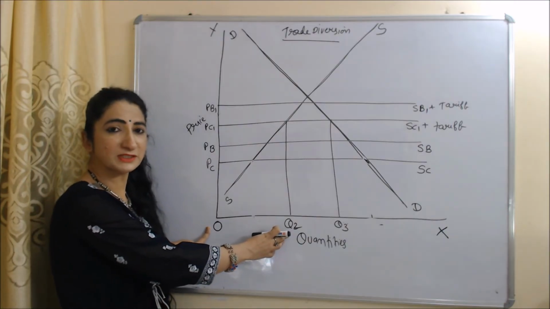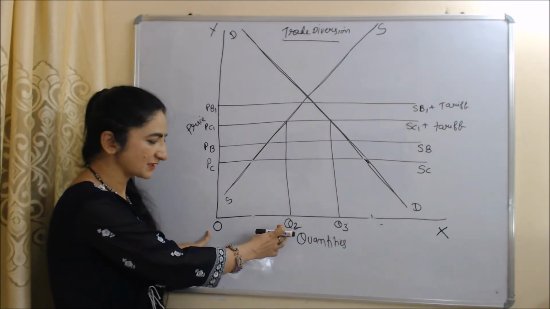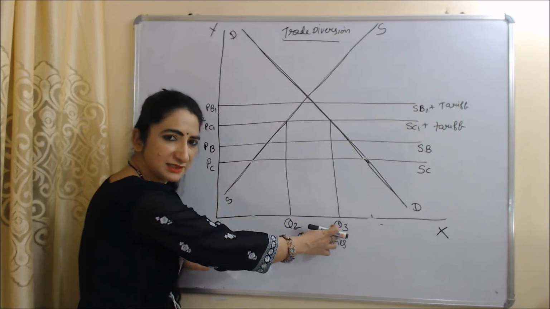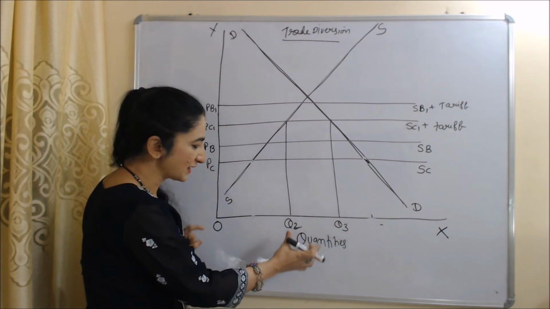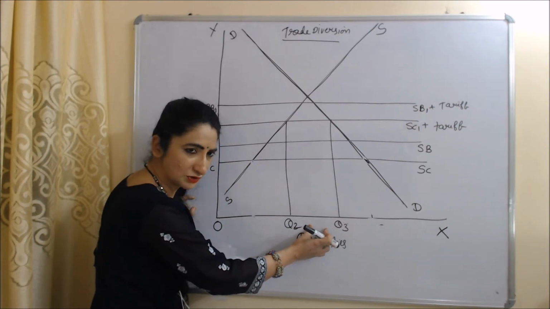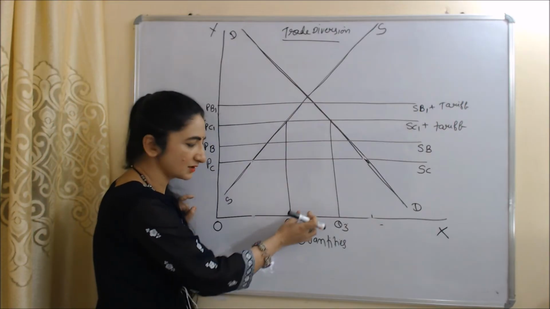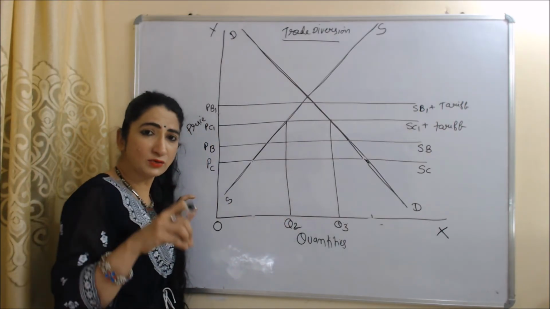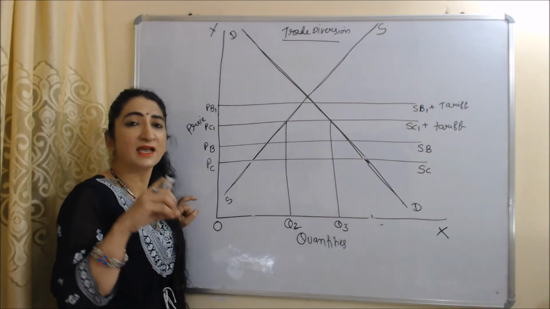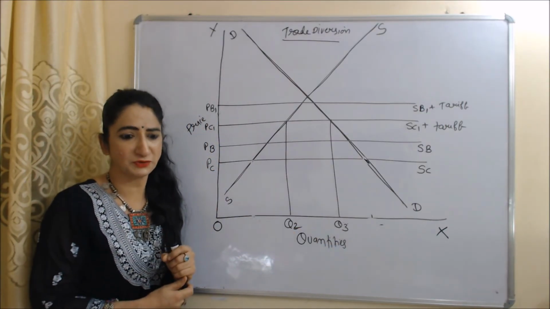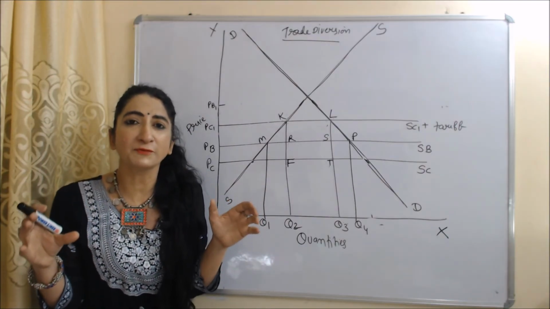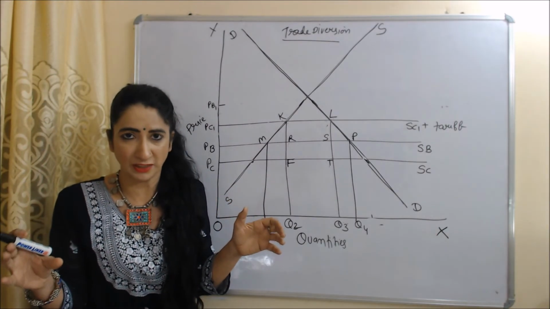Domestic production means production in country A, and domestic production in country A is OQ2 and domestic consumption in country A is equal to OQ3. The difference between production and consumption is Q2 and Q3. And this gap means country A will import Q2 to Q3 quantities from country C before formation of the customs union.